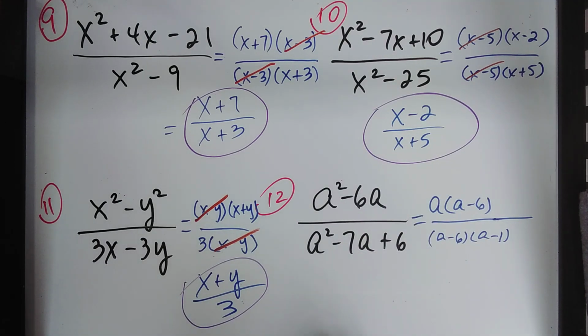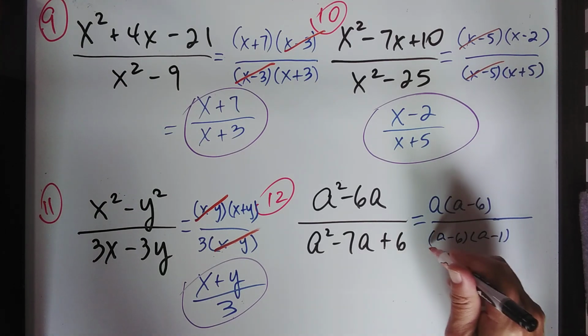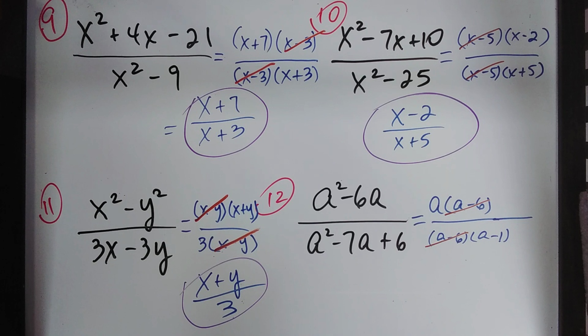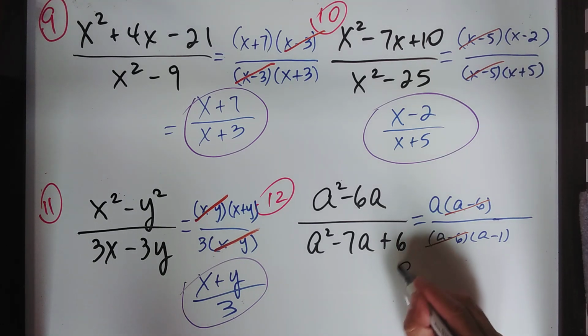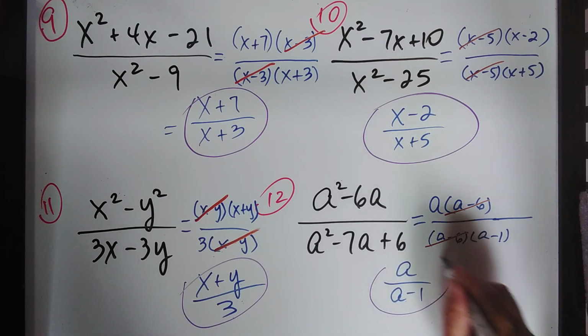All I have to do at this point is take out the same factor top and bottom. We take those two out. And then what's my final answer? Whatever is left up there has to be a over a minus 1. That's going to be my answer.